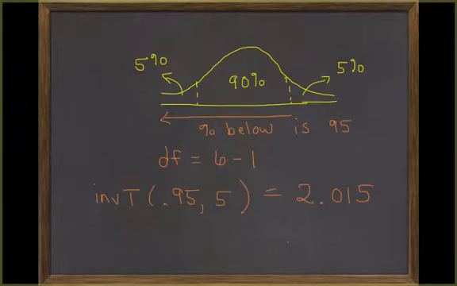All right, so your drawing should have been 90% in the middle, 5% to the right, 5% to the left, and degrees of freedom 5. When you type that into the calculator using the inverse t function, you should have gotten 2.015. And that's it.